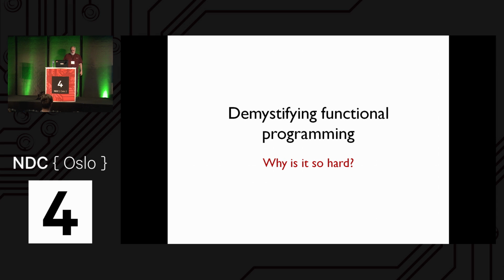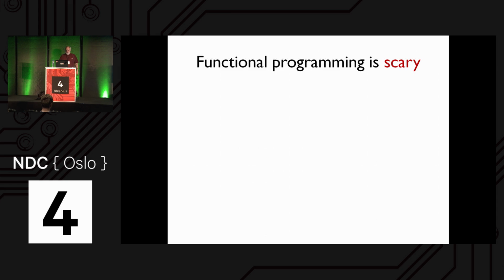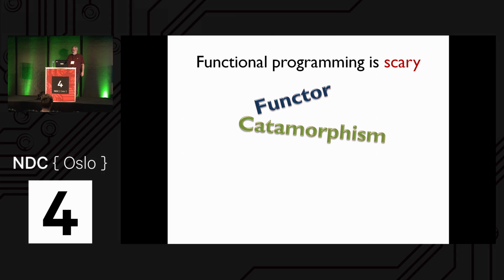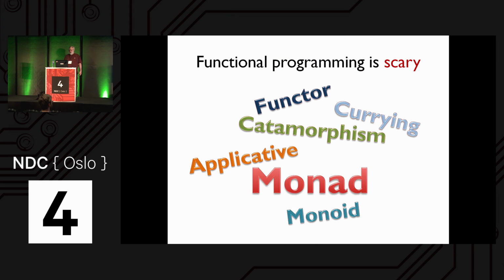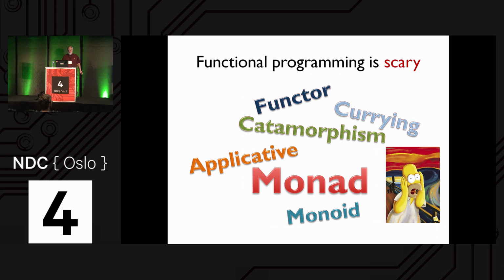So functional programming sounds very scary because there's all these words, functor and catamorphism and currying and monoids and the dreaded monad. And you look at all these words and it's like, oh my God, they're awful. You know, it's way too scary. Here's Homer being very scared. Now, I think it's actually not that scary, but it's unfamiliar. These are words that you don't know what they mean, but that doesn't mean you couldn't know what they mean.